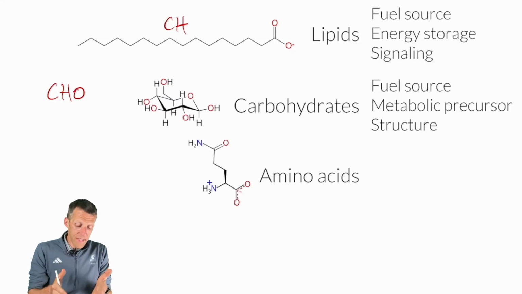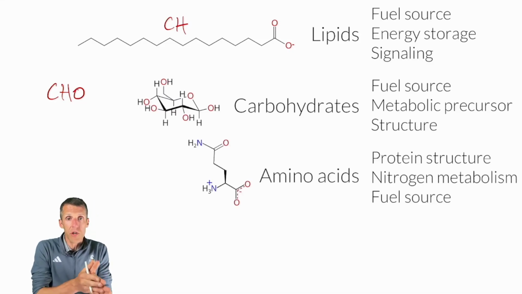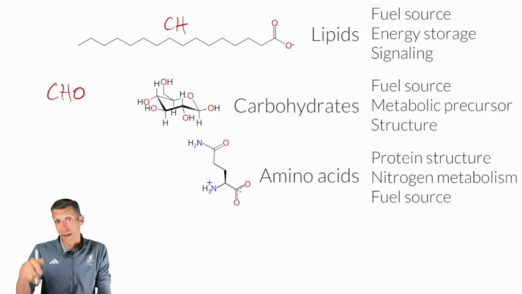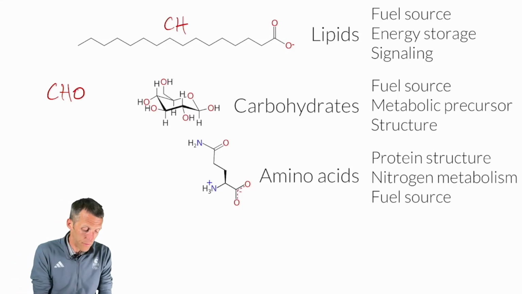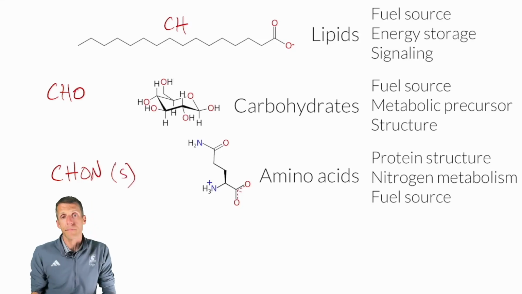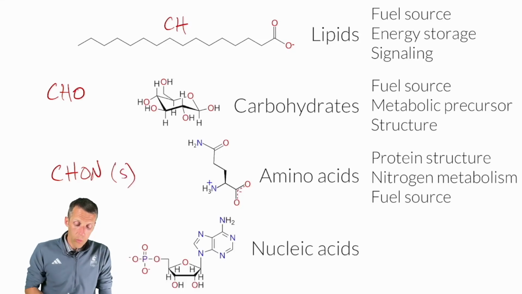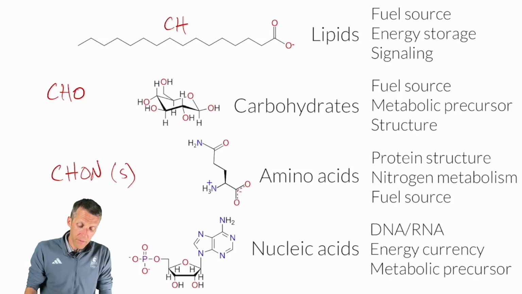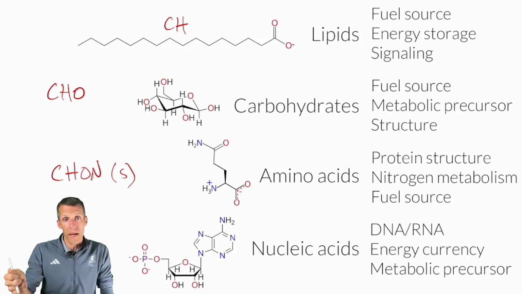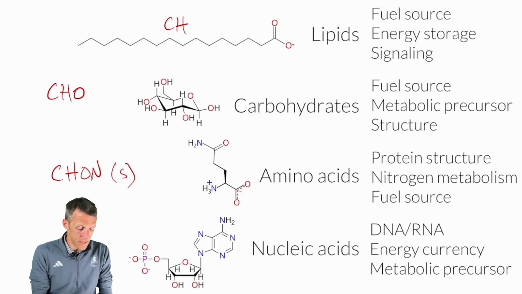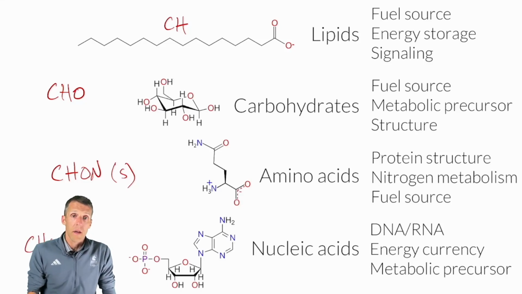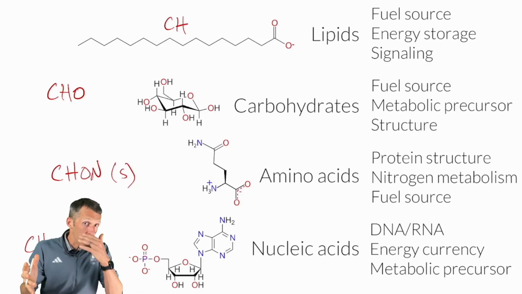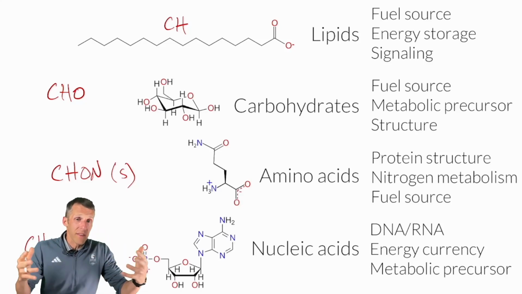We've got amino acids, which play roles in protein structure and nitrogen metabolism, and then they can eventually, if we run out of other things, be used as a fuel source. These have CHON and then a little bit of S. And then finally, we can talk about nucleic acids. These are used in RNA and DNA. They're used as energy currencies, and they're used as metabolic currencies. And these have CHONP.